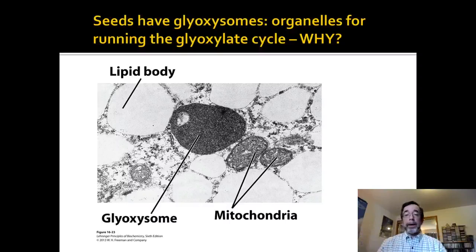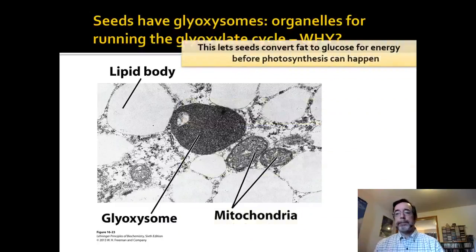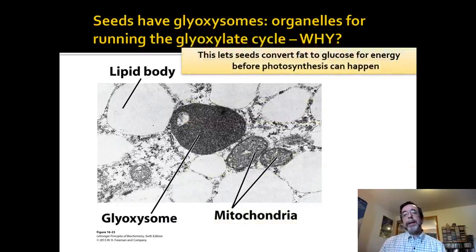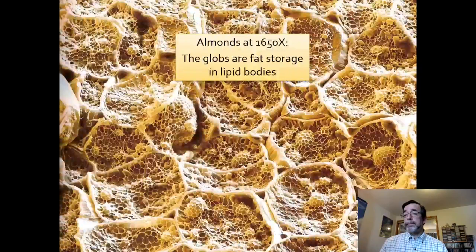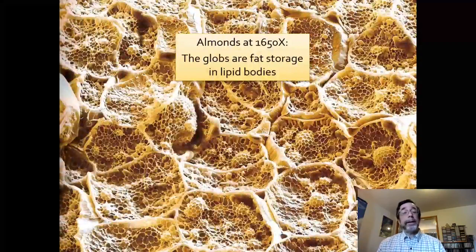And then when they're ready to grow, the lipids go from the lipid body to the mitochondria, and they get burned. Glyoxysome is for building, mitochondria is for burning. And this lets seeds convert the fat to glucose for energy before photosynthesis can happen, because they need glucose when they're growing as well.